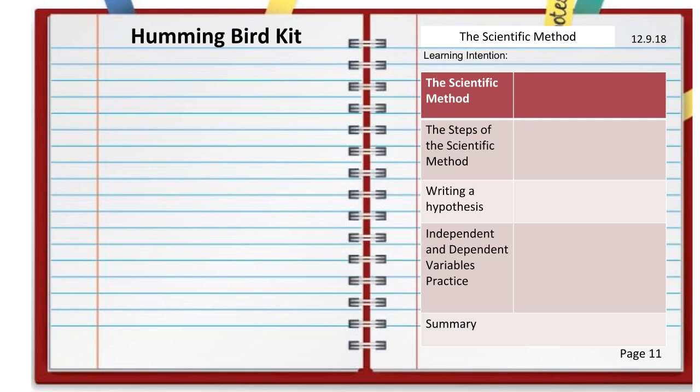So underneath your learning intention, you do need to set up Cornell notes. These are the 4 categories that we're going to be looking at. So we're going to look at what the scientific method is, the steps of the scientific method, writing a hypothesis, and then we're going to give you a paper to use to practice the independent and dependent variables. You do not need to write the categories down yet, but we will need you to write them in the key term section, so that smaller column, as we go.